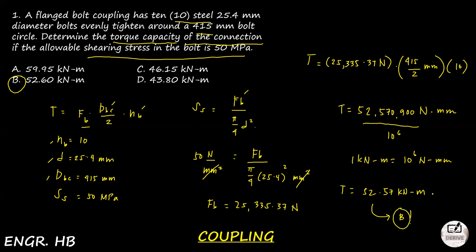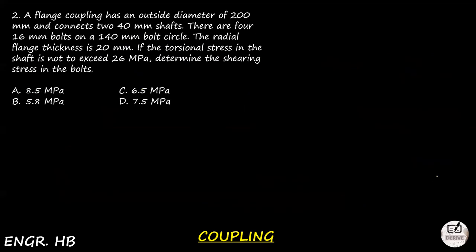Okay, so that was for the first question. So the second question is, a flange coupling has an outside diameter of 200 mm and connects two 40 mm shafts. There are four 16 mm bolts on a 140 mm bolt circle. The radial flange thickness is 20 mm. If the torsional stress in the shaft is not to exceed 26 megapascals, determine the shearing stress in the bolt. So, the problem is looking for the shearing stress in the bolt.